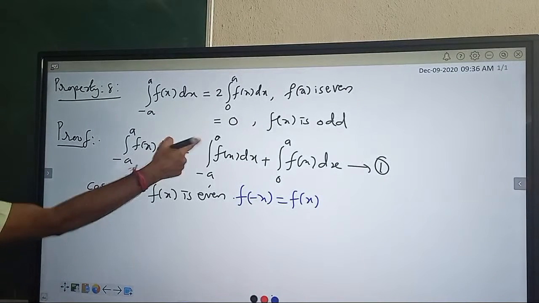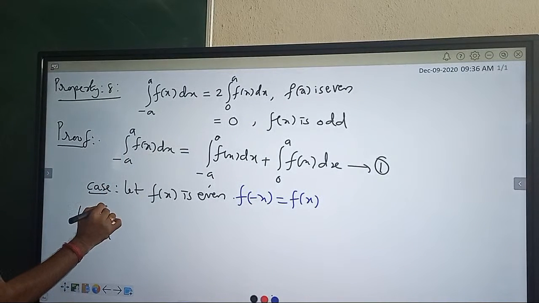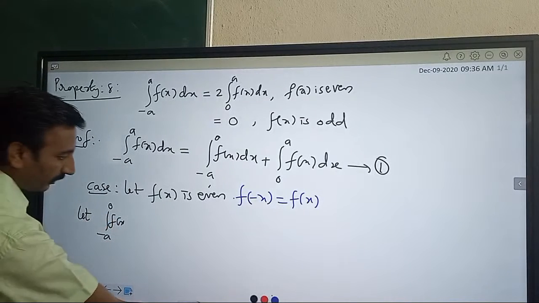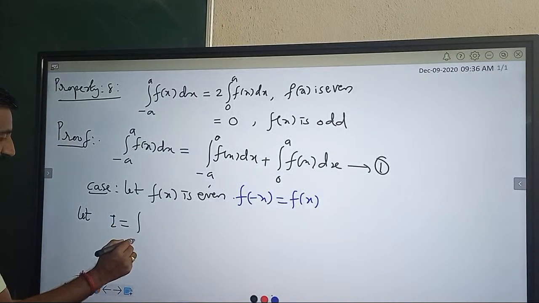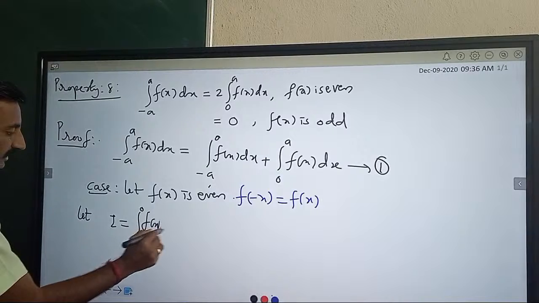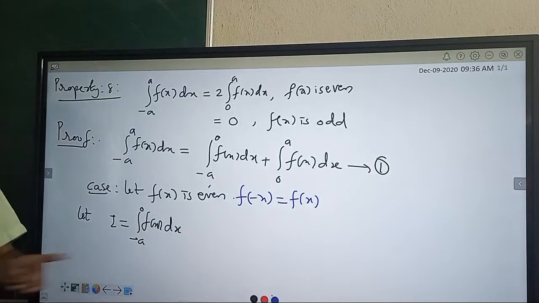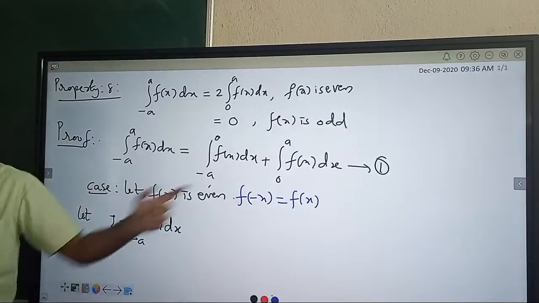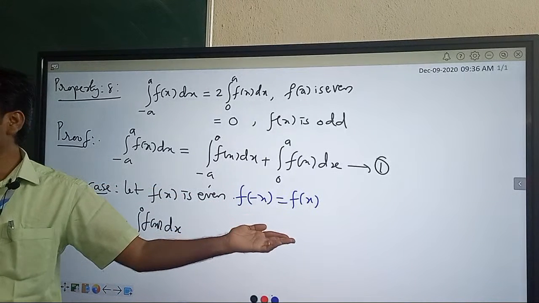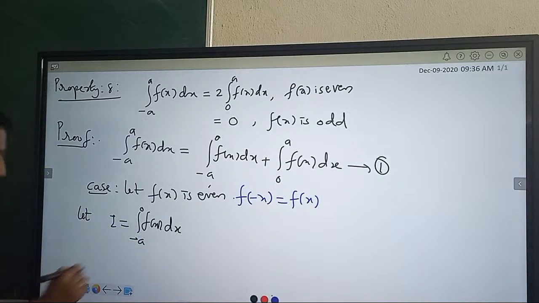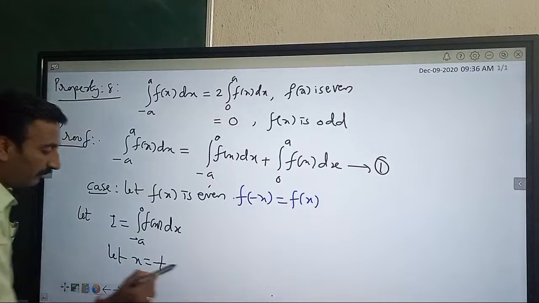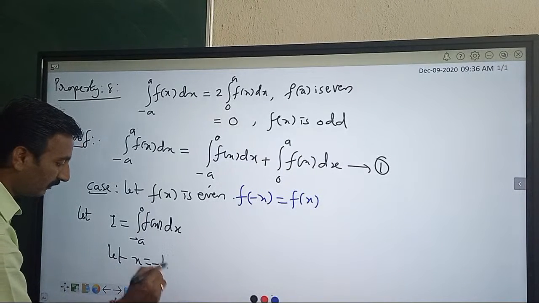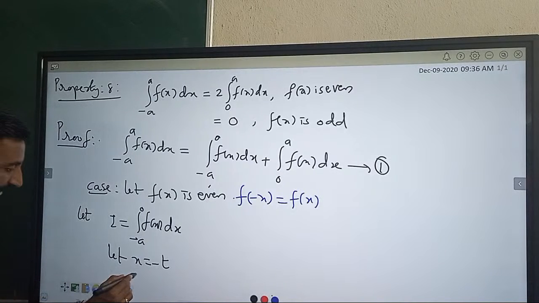Now look at this. Let me take this part, the integral from minus a to 0 of f of x dx, and call it I. But I am interested in this minus, because if you don't have the minus, then you cannot speak about even and odd. So what I do, I take x equal to minus t. Minus t is good for me because, you know very well, it is a dummy variable. Then what is dx? dx equals minus dt.